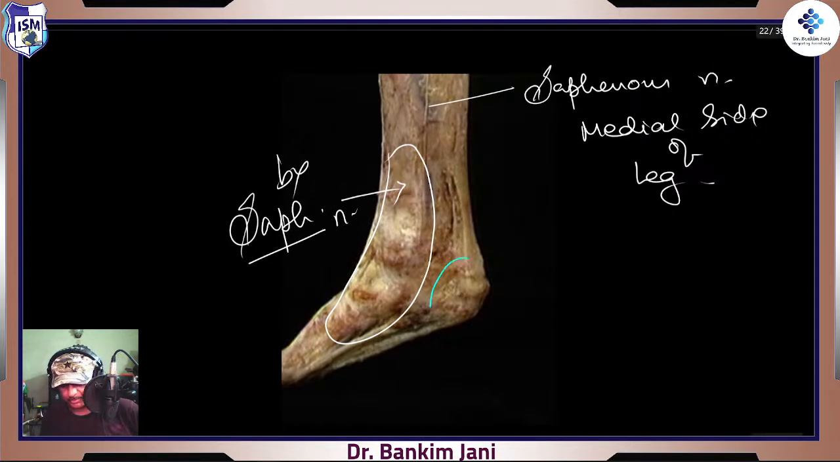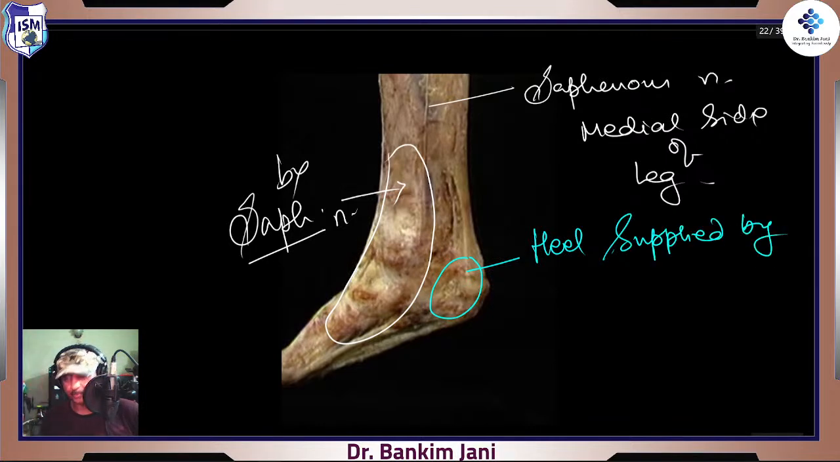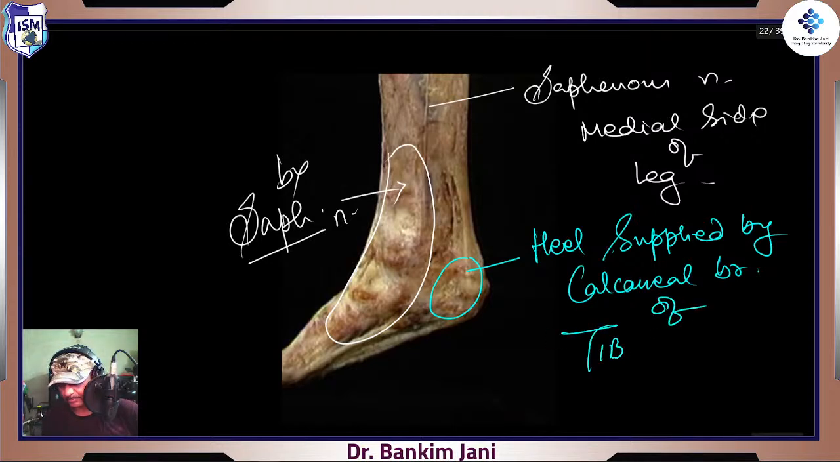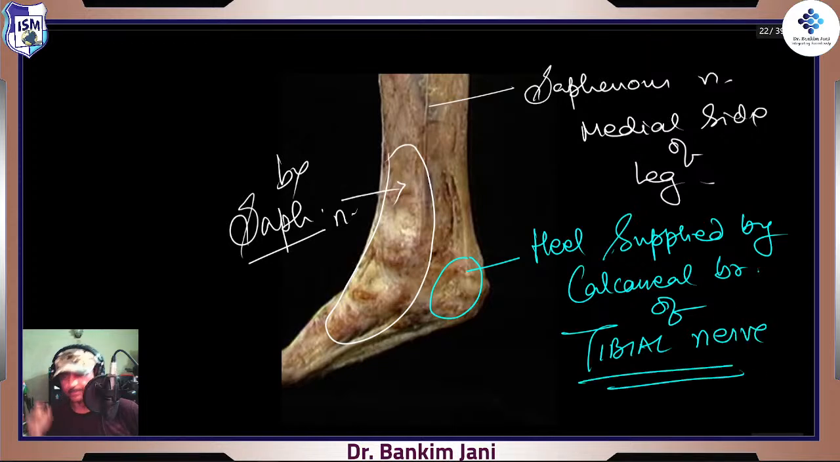One more thing, as we are on the verge of completion of this topic: this area, that's the heel. This heel is supplied by that calcaneal branch. You remember that calcaneal branch. That's what comes over here, the calcaneal branch of the tibial nerve. So it supplies it over there.